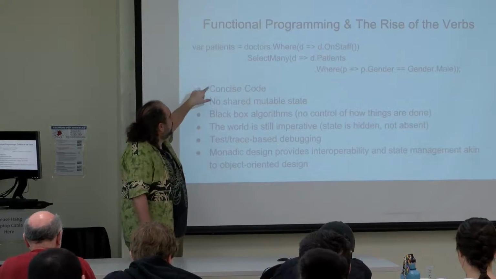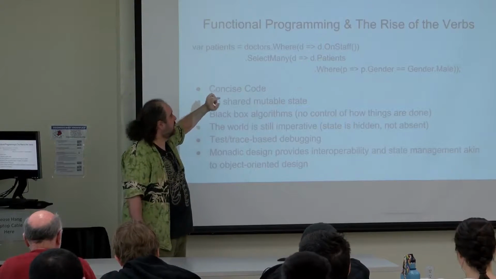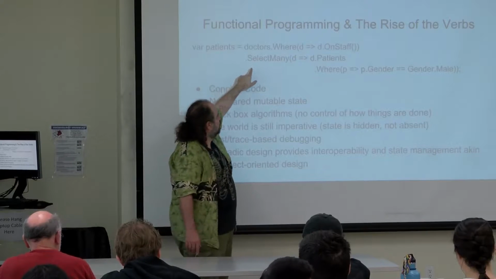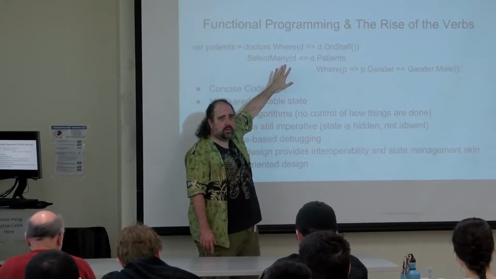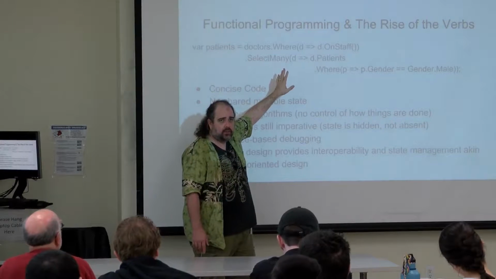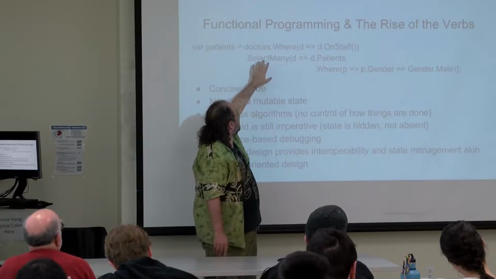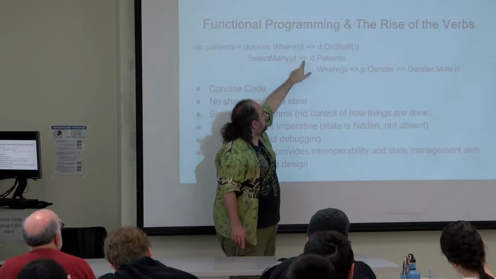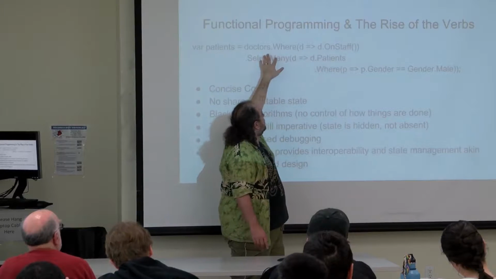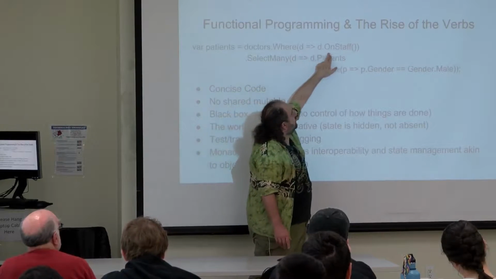So here we have, again, the male patients of doctors who are on staff at a hospital. All the doctors where, and where is in C# the equivalent of filter in JavaScript, which basically says, given this list, give me a list where this statement is true for each member of the list, right? So we're saying for doctors where, and this is a lambda function.